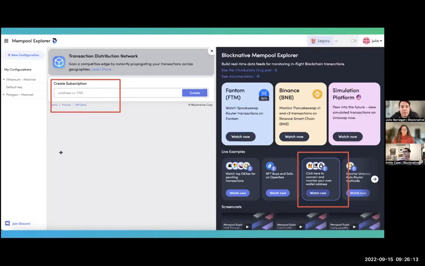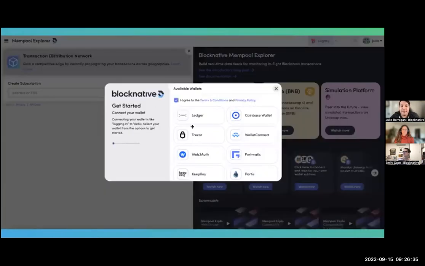All you have to do is add your address on this little create subscription section right here. Yes, we do support ENS domains, or you'll see a card down in the bottom right-hand corner. You just click that. It should say, click here to connect and monitor your own wallet address, right? When you click that, it's going to open up our really cool user interface for wallet connections. And from there, you just select your wallet and any relevant accounts that you'd like to monitor.